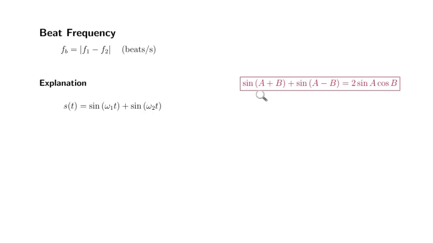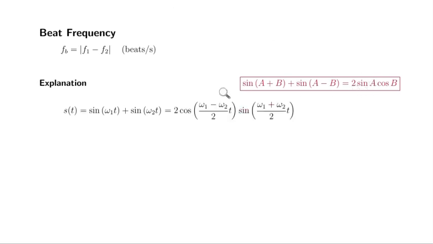I'm going to use this trig identity where a plus b corresponds to omega 1 t and a minus b corresponds to omega 2 t. And we can combine those two sine curves as this. We're going to have 2, and I put the cosine of b first here for our purposes, and then sine of a second.